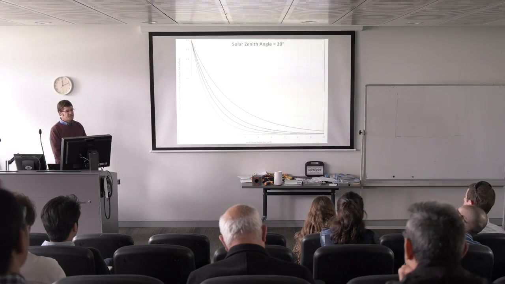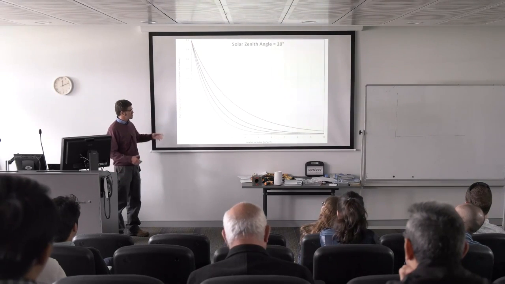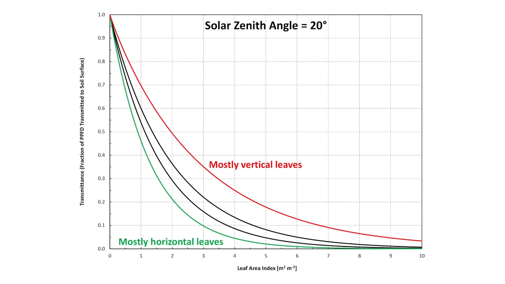And so once we have this information, once we have the transmittance, we can actually get some sense of the leaf area index if that's what we're interested in. And so this shows you 4 different plots of transmittance as a function of leaf area index. And this would be for a solar zenith angle of 20 degrees on a relatively clear day.